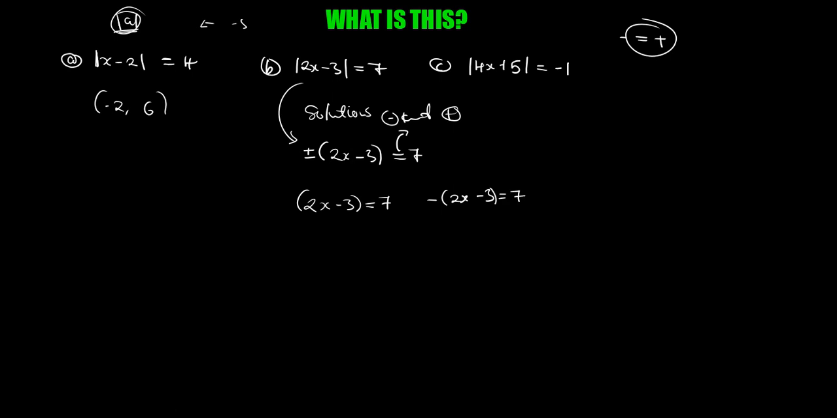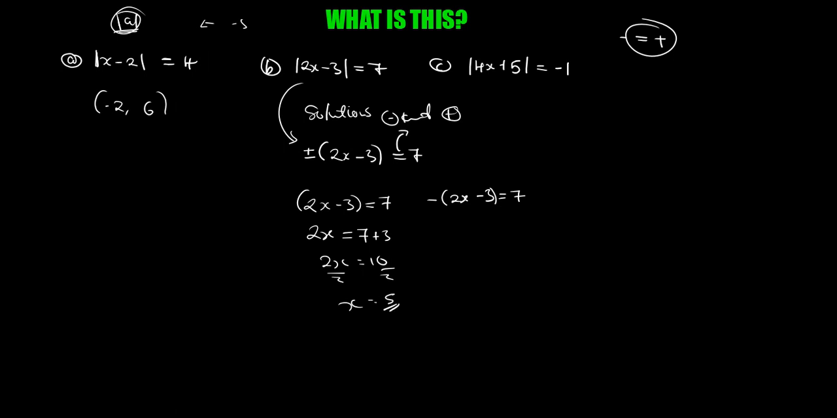So when I do the expansion here, I'll have 2x, then 3 will go to the other side. That will be 7 plus 3, which is now 2x is equal to 10. Divide by 2, so x is now equal to 5.